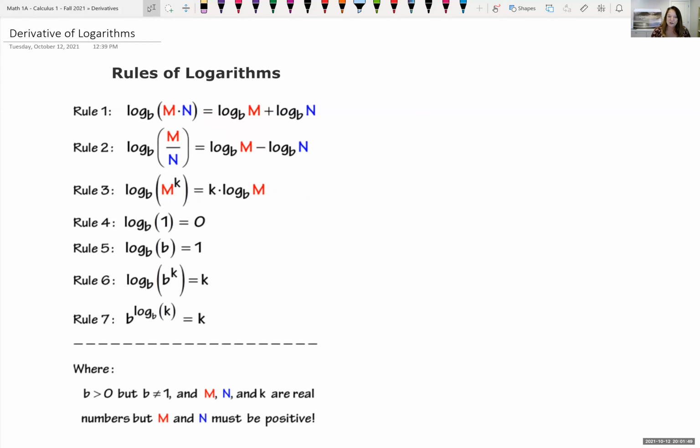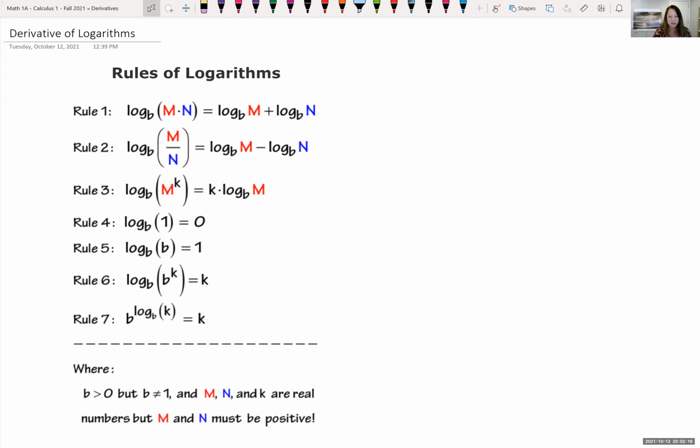Okay, so we're learning a new rule to find derivatives, and we're going to look at finding the derivative of logarithms. But before we do that, let's just review a couple of our rules of logarithms, because this is going to help us, first of all, prove some of these derivatives, and it will also help us in the future take the derivative of something that looks really complicated and ugly. We can use logarithms to make it so simple to find the derivative.